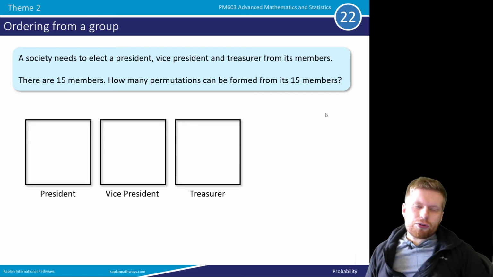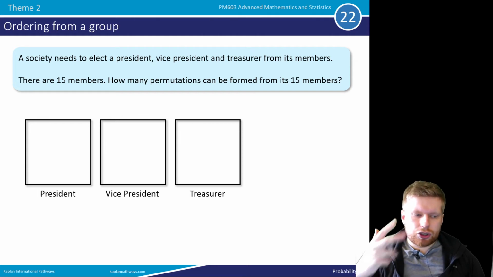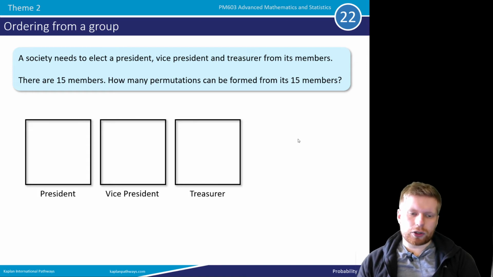Well, just think, there are 3 different possible positions. There's a president, there's a vice president, and then there's a treasurer, okay? And there's 15 members which we can choose from in total. So at the moment, I haven't filled any of these positions, okay? I have not filled any of these positions. So therefore, how many different members can we choose from to become president?